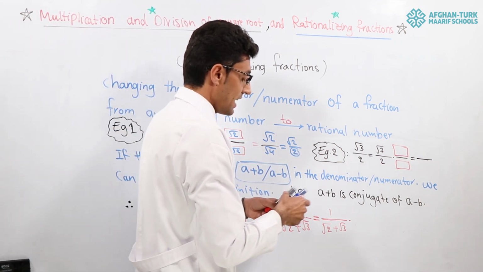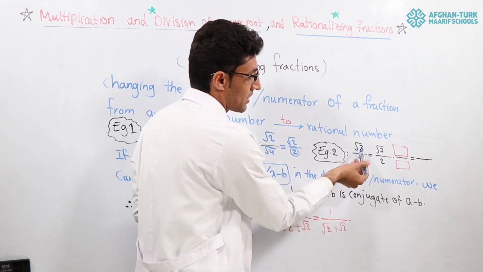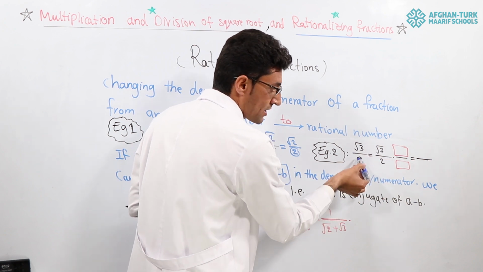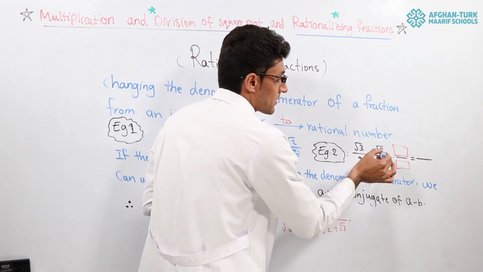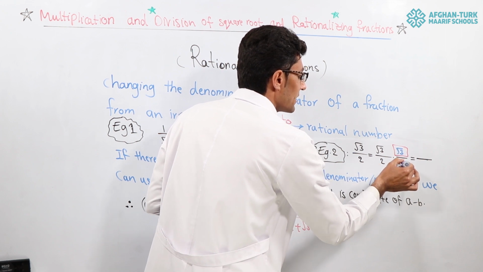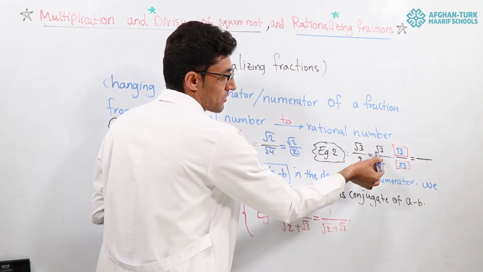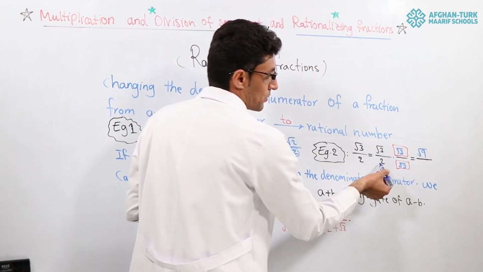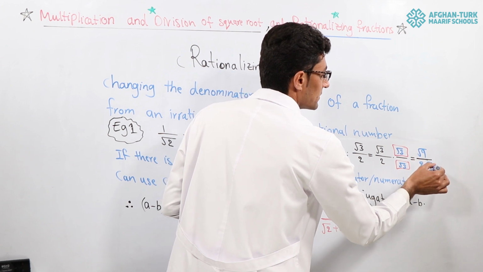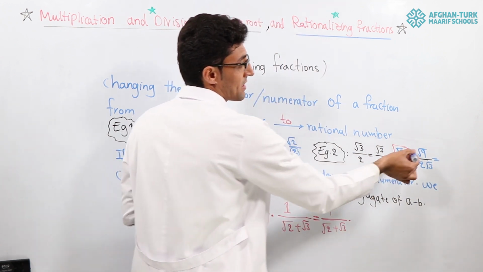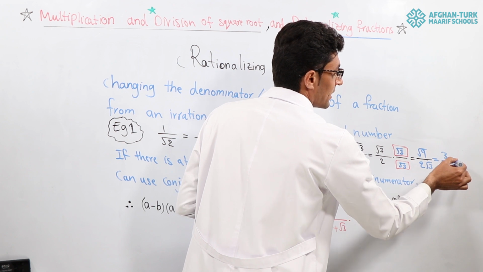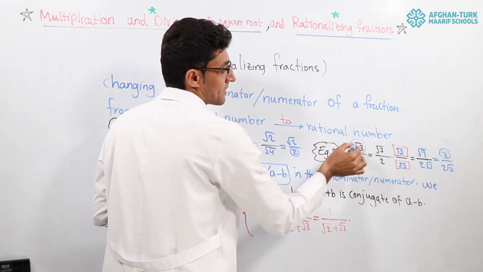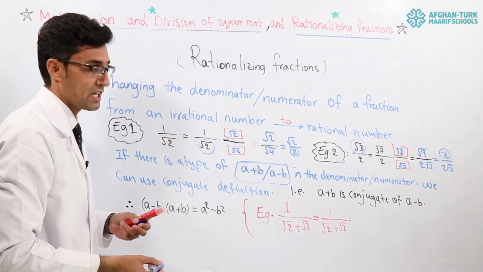Same example. If the numerator is an irrational number, how can we solve it? Again, rewrite the fraction. So, multiply both by the square root of 3. Very simple. The square root of 3 multiplied by the square root of 3 is the square root of 9. And 2 multiplied by the square root of 3. Okay. Now, what is the square root of 9? 3. And 2 multiplied by 3. Here, you see that this irrational number changed to a rational number.